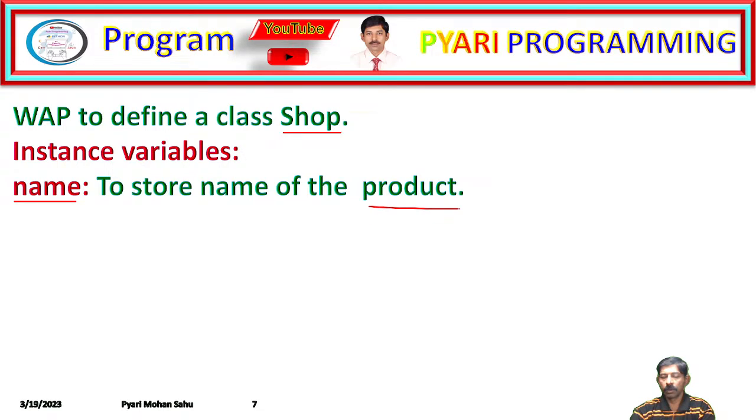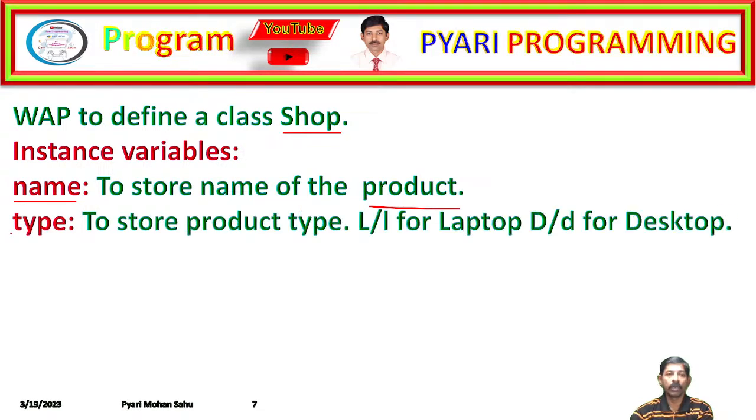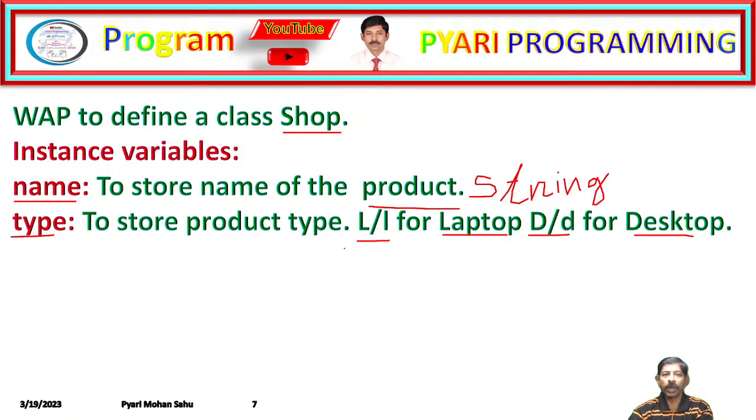Now after that we have an instance variable called type, which says that to store the product type, that is L or l, that is capital L or lowercase l for laptop, capital D or lowercase d for your desktop. It should be string type. But when I am saying type is naturally must be a string type. But we are not going to store laptop and desktop. We are going to store L or l, which is of type character. So its data type must be character.